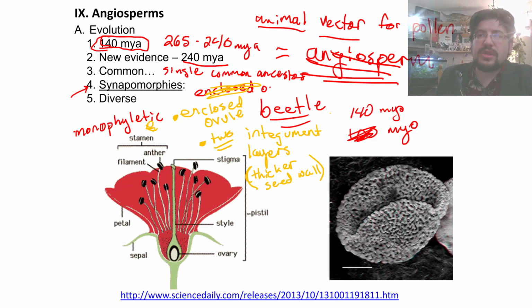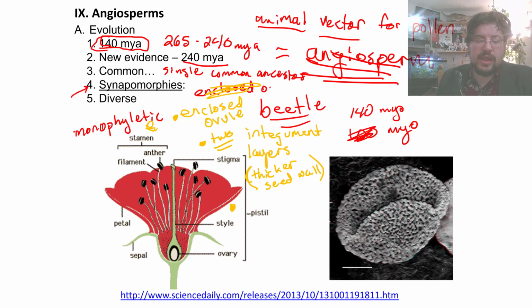Gymnosperms will usually require specific conditions for an ovulate cone to actually open in order to release seeds, because they only have one integument layer making up the seed wall. For instance, there's a variety of conifers that will only pop their ovulate cones open if you get to temperatures indicative of a forest fire. So, an enclosed ovule, two integument layers to give us a thicker seed wall, right?